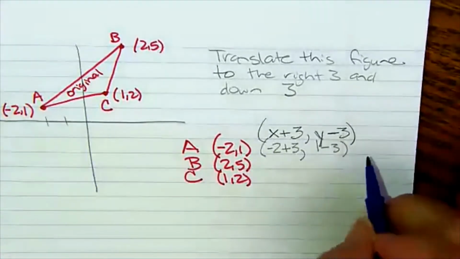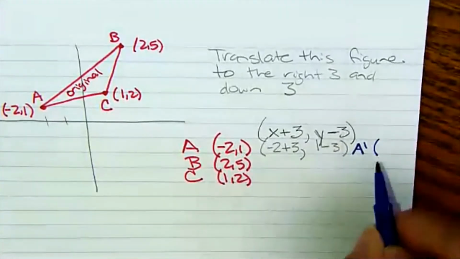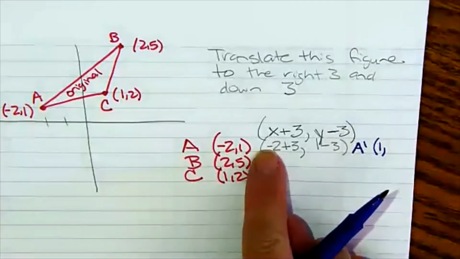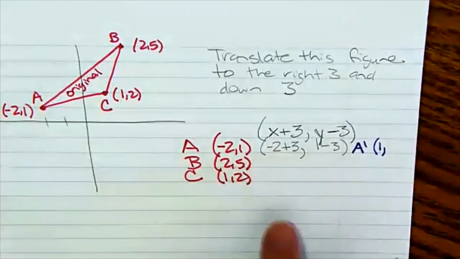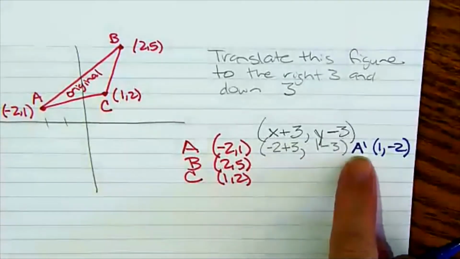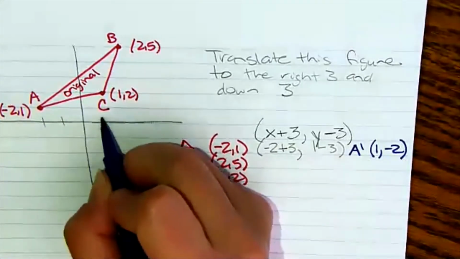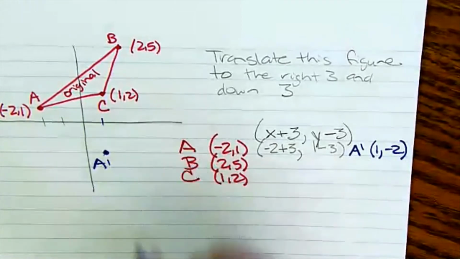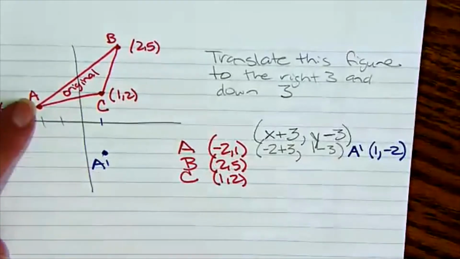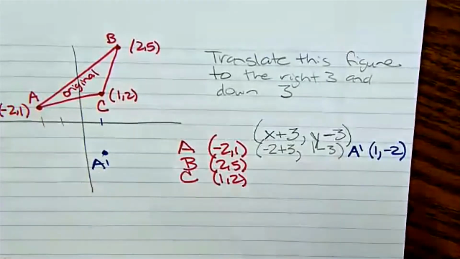And this is going to give us A prime. -2 plus 3 is 1. And then 1 minus 3 is -2. So this is our congruent point, 1, -2, A prime. It corresponds with A. So A, corresponding point, A prime.